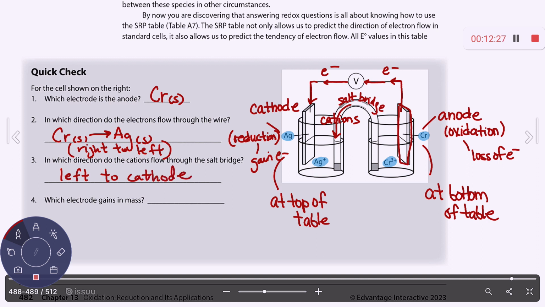And then which electrode gains in mass? Silver. So if this is gaining in mass, you'll see the little tiny pieces of metal accumulating. And if you tapped it, you could knock them off and it would sink to the bottom. So this is where mass is going to increase. This is called plating. So the silver electrode will gain in mass. Yes? Doable? Like you could do this on homework? This is what you're going to do on homework. Okay. All right, let's turn to the next page.